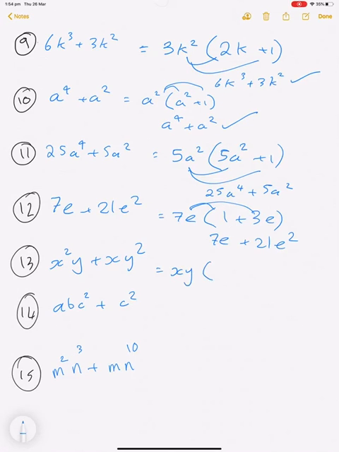Okay, so highest common factor here is going to be xy. Here we're going to put an x. Here we're going to put a y. We can multiply out: x squared y and xy squared.